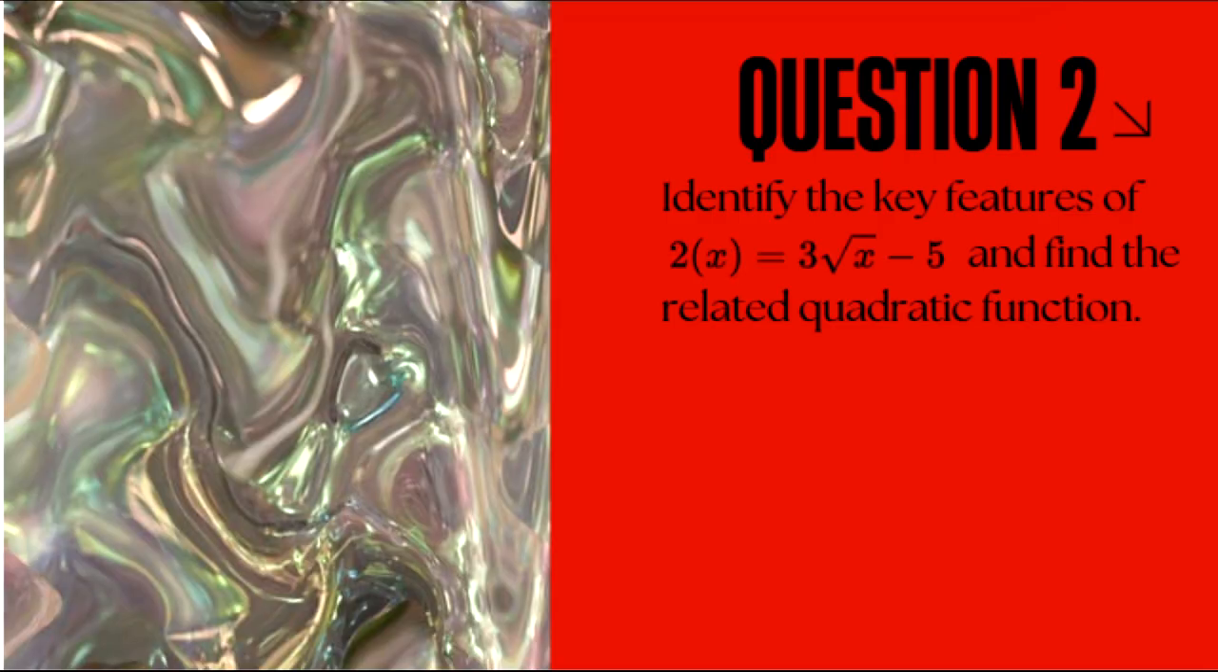Identify the key features of 2 times x is equal to 3 times the square root of x minus 5 and find the related quadratic function. I'm going to go double check that I got this right because it's usually like a letter right there. I did have it screwed up. It's w of x. That makes it look a lot more familiar. Pause the video, go do it, come back.